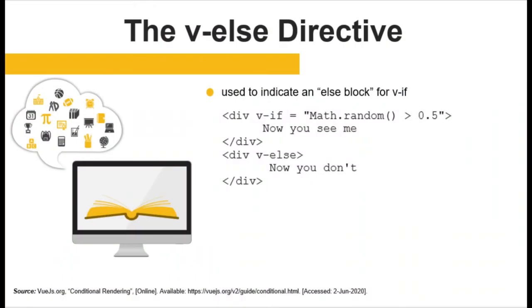The v-else directive. It is used to indicate an else block for v-if, which means if the if block does not evaluate to true, then the one to execute will be the code inside the else block. In the given example, if the random number generated is greater than 0.5, the div with the text "Now you see me" will be rendered. Else, the other div will be rendered.